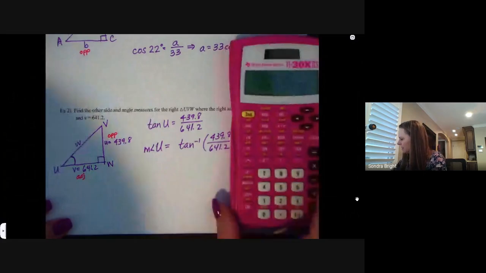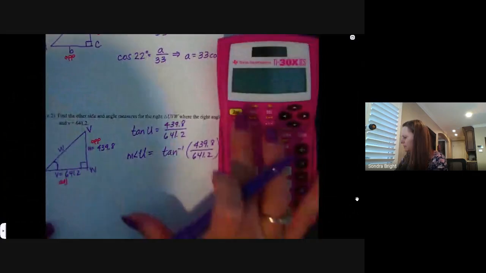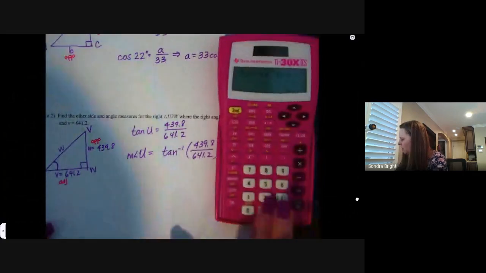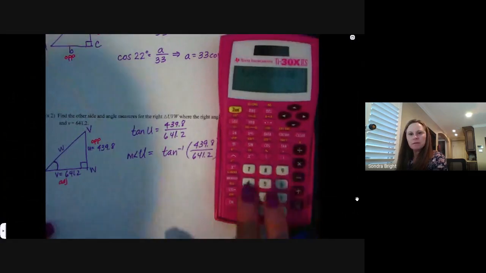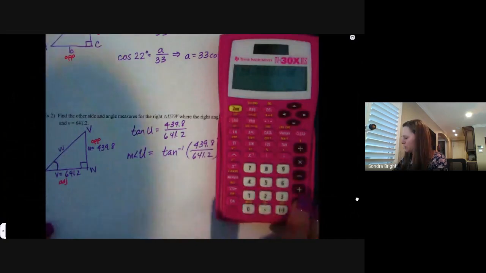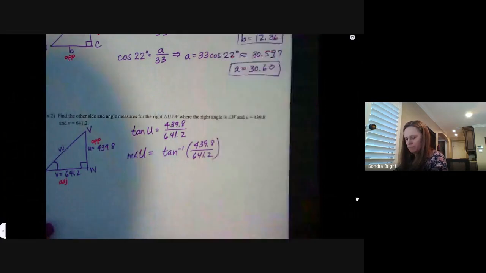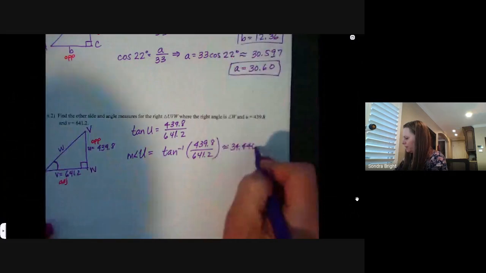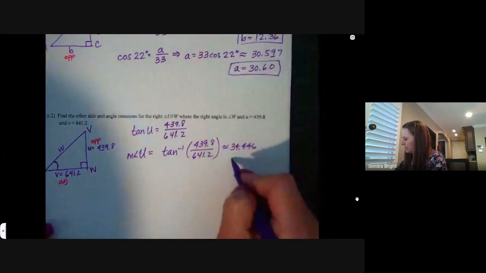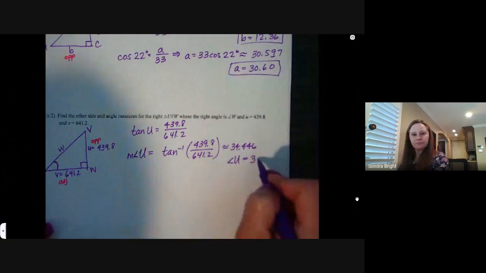All right, so I got inverse tangent of 439.8 divided by 641.2. I got 34.446. And so that'll tell me angle U is, I'm going to go to 2 decimal places whenever I need to, so 34.45 degrees. All right, so there's angle U.